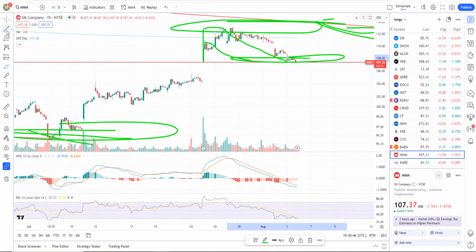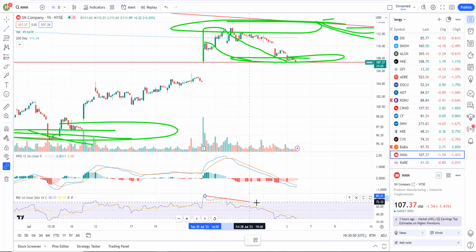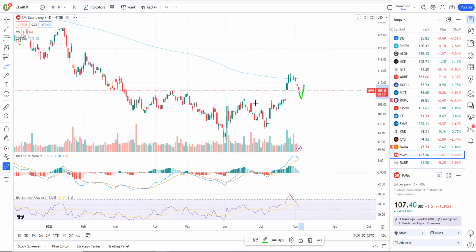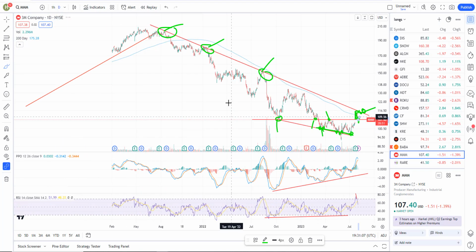Looking at the hourly, a slight negative divergence kind of showed up, especially on the RSI. It was here. The PPO didn't, just barely. But it's a pullback to support. There's also this gap. So I think you probably come down, maybe fill this gap, and then bounce back and start to rally. Bigger resistance on Triple M, though, is right here.